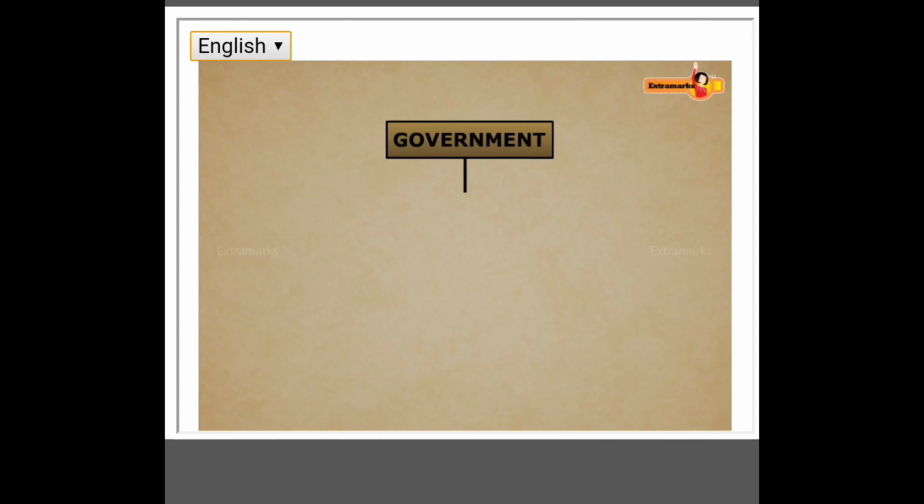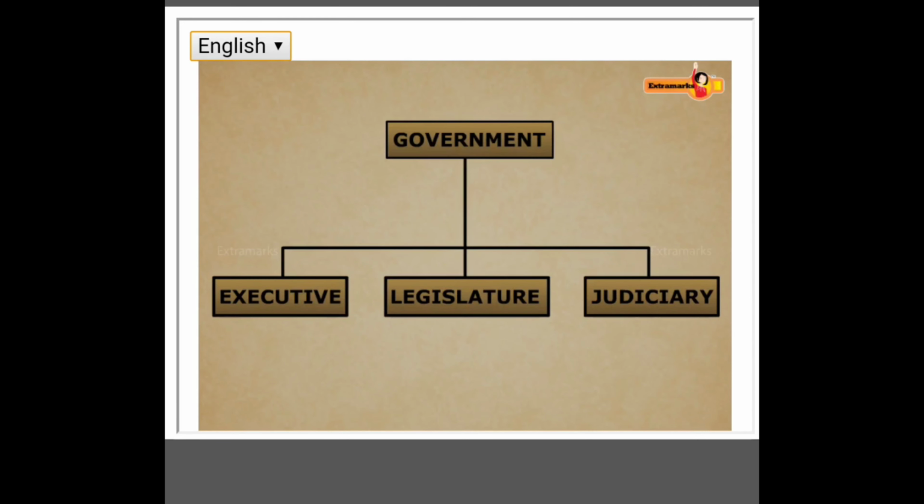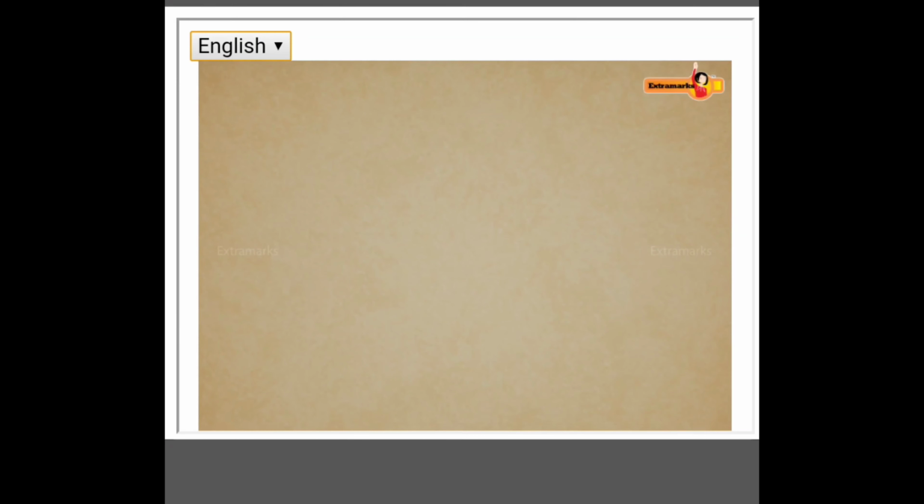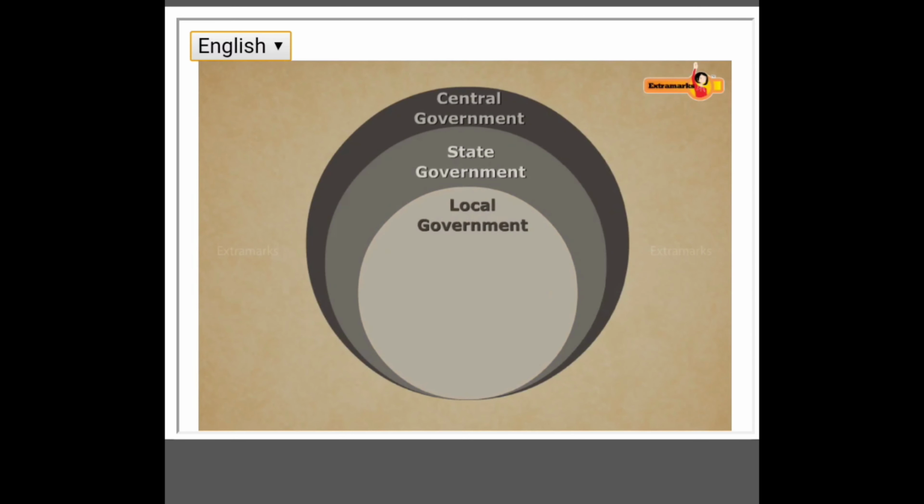Under the horizontal power sharing, power is shared among different organs of government, such as the executive, legislature, and judiciary. Whereas the vertical power sharing calls for the distribution of power among different levels of the government, such as central, state, and local governments. Let's understand this form of power sharing, most commonly referred to as federalism.